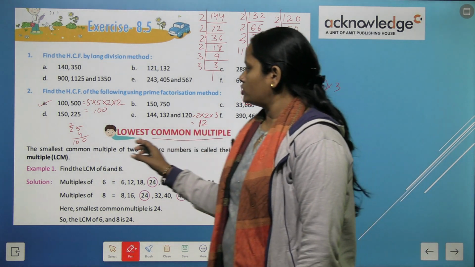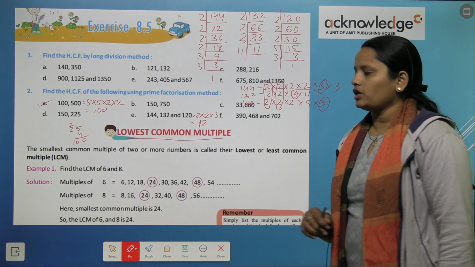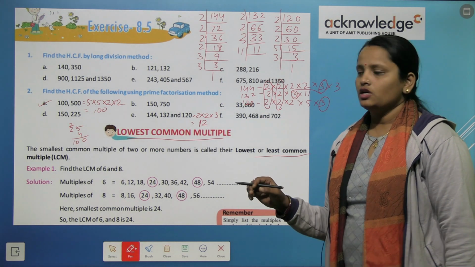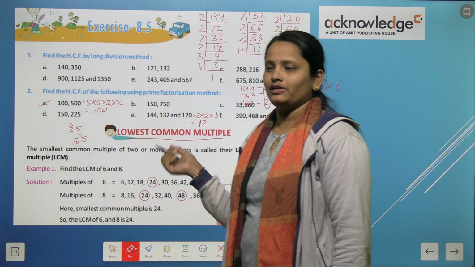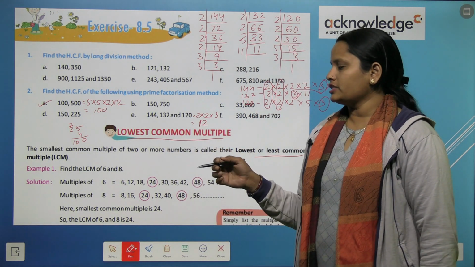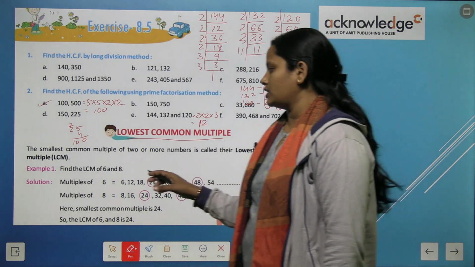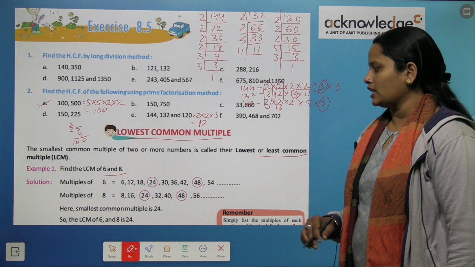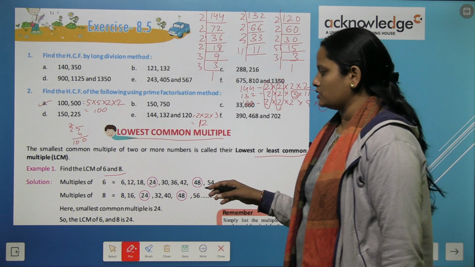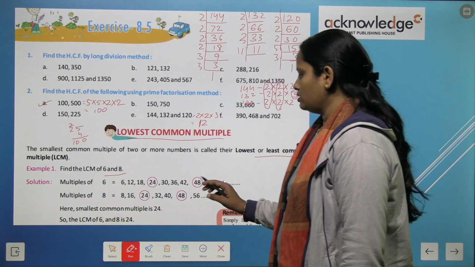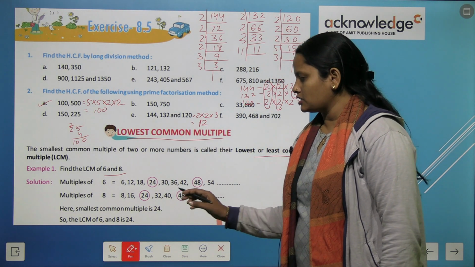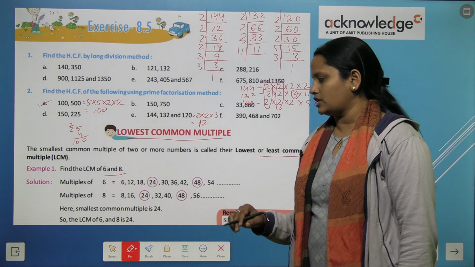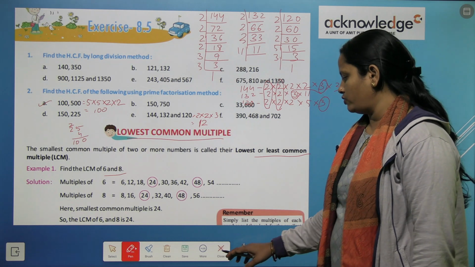Now let's learn about the lowest common multiples. The smallest common multiple of two or more numbers is called the lowest or least common multiple. जो सबसे छोटा multiple होता है उसे lowest या फिर least common multiple कहते हैं. For example, let's see there are two numbers given 6 and 8. So इनके multiples निकालते हैं. So when we took out the multiples, we got 24 and 48, दो मल्टीपल्स हैं. अब इसमें से सबसे छोटा मल्टीपल क्या है? 24. So therefore the LCM of 6 and 8 is 24.